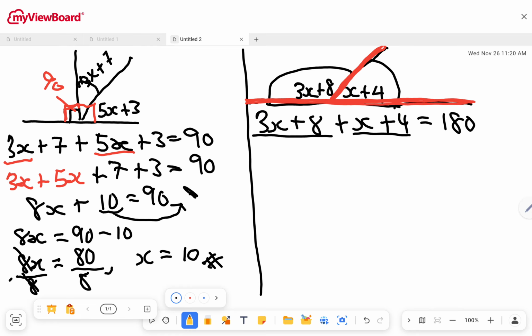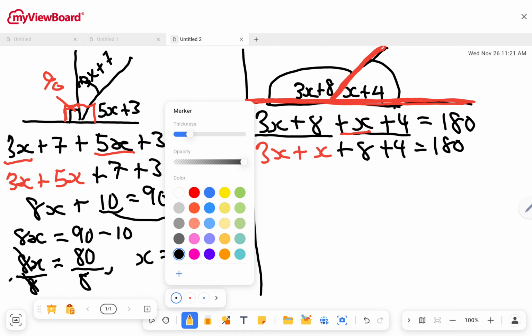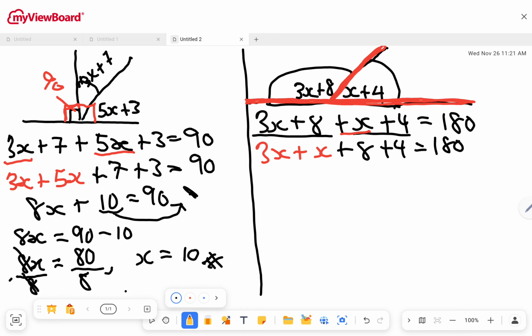Now let's group like terms. We have 3x, then we have plus x here, so plus x. Then we also have plus 8, and then plus 4. Then we equate it to 180. Now 3x plus x will give us 4x. Then 8 plus 4 is going to give us 12. Then you equate it again to 180.